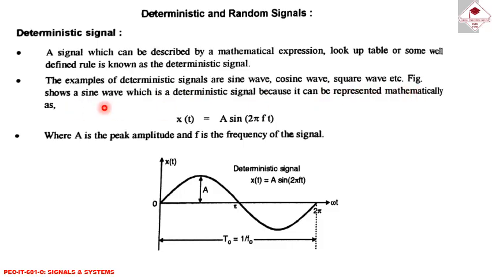The figure shows a sine wave, which is a deterministic signal because it can be represented mathematically as x(t) = A sin(2 pi f t), where A is the peak amplitude and f is the frequency of the signal.